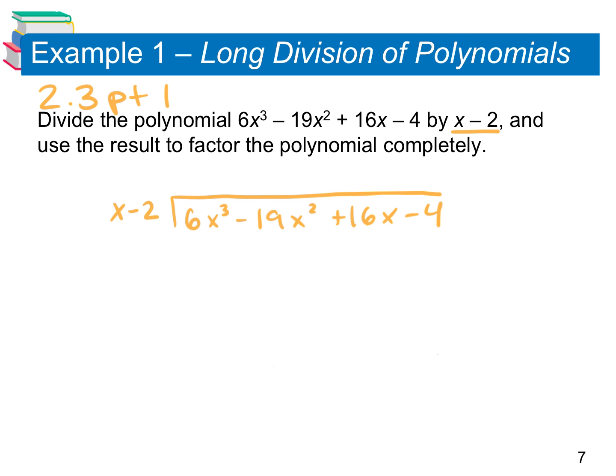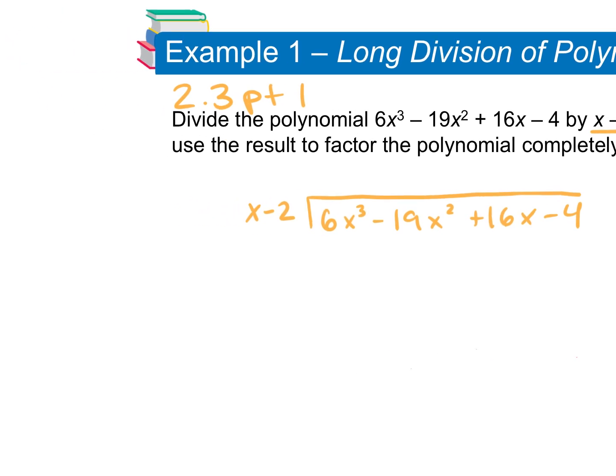Now, you always want to make sure that you're not missing any terms. If I start with x to the third power, I need every degree after that. So I need an x to the second power, x to the first power, and a constant. Here we've got everything, so we're good to go. So we can jump right into dividing.